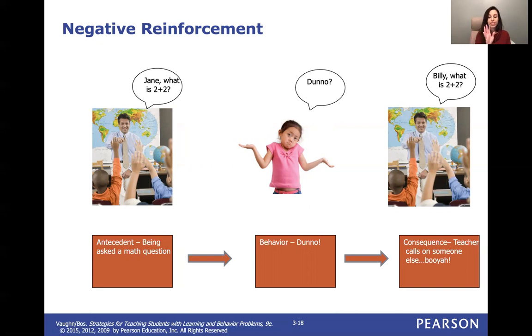So they avoid the situation and they say, okay, Billy, what is 2 plus 2? The teacher calls on someone else, which is exactly what this student wanted. So she's going to continue to say, I don't know, if it works, so that she doesn't have to answer.